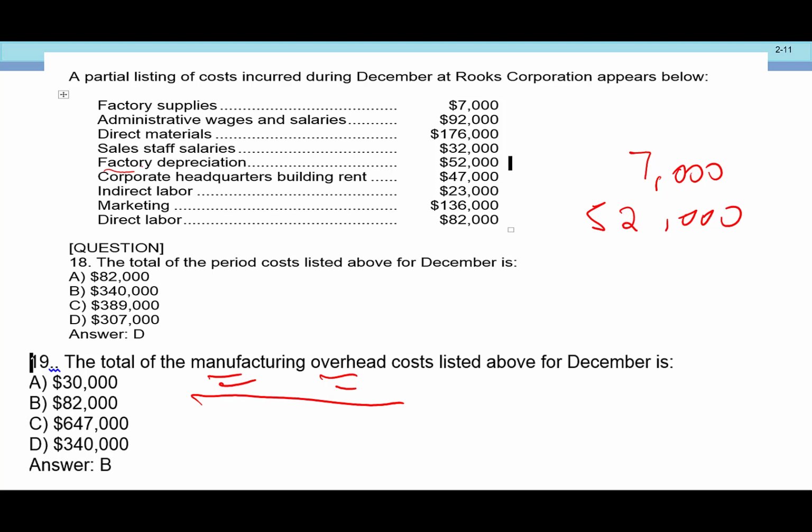How about indirect labor? Yep, that's obviously indirect, and it is a product cost. How about marketing? Marketing is going to be a selling cost. It will be treated as a period expense. How about direct labor? Well, it is what? A manufacturing cost, but it's not overhead, right? Okay, so you add these together, and please God, I hope you get 82,000.